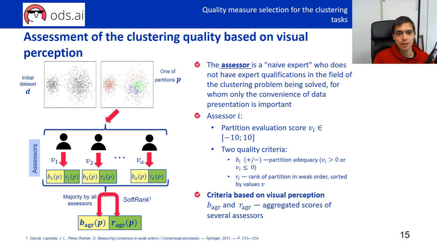Each assessor assigns an integer score from -10 to 10 to the partition, from which we get an adequacy criterion corresponding to the sign of the assessment value, and the rank of the partition in weak order sorted by score values. The final clustering quality criteria based on the visual perception are aggregated criteria for adequacy and ranking for all the assessors.